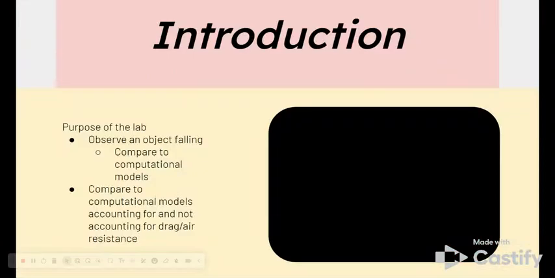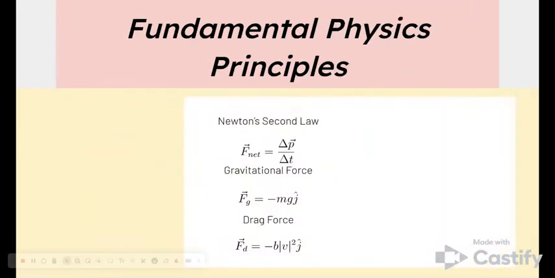So for the introduction, for this lab, I observed an object falling and I compared it to a computational model. I compared the computational models accounting for and not accounting for air resistance or a drag force. So the fundamental physics principles for this lab were Newton's second law, force net is equal to change in momentum over change in time. The gravitational force, of course, force due to gravity is equal to negative mg in the y direction, and then the drag force, which the equation is right there.